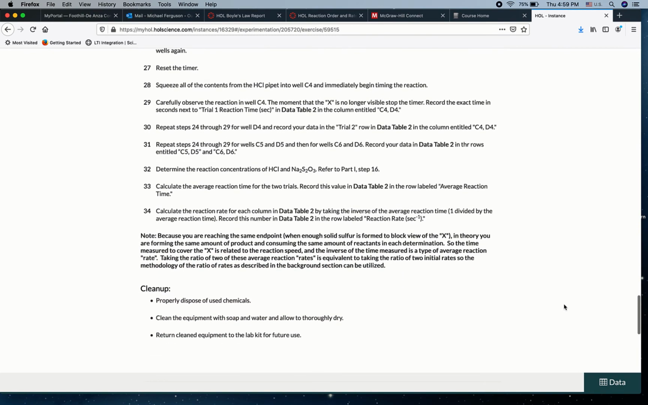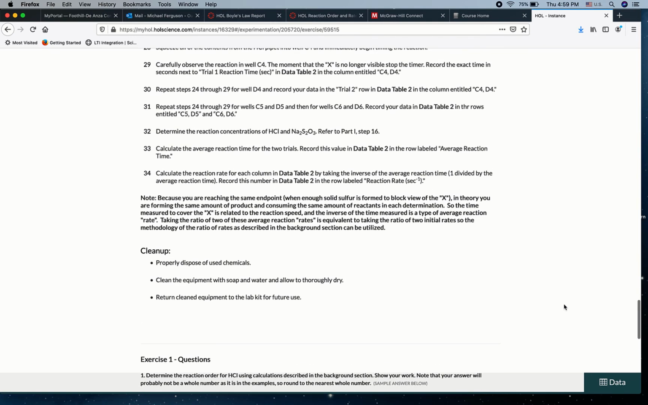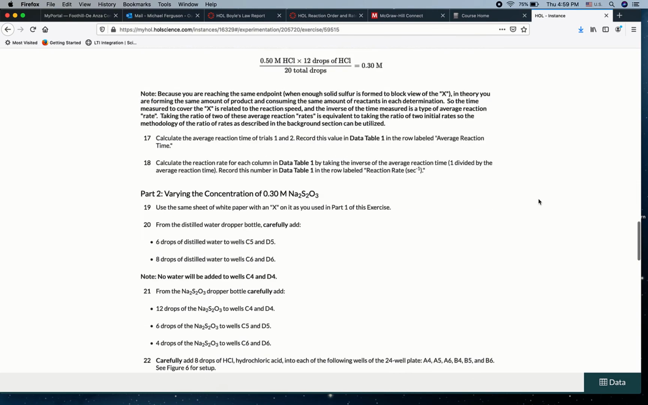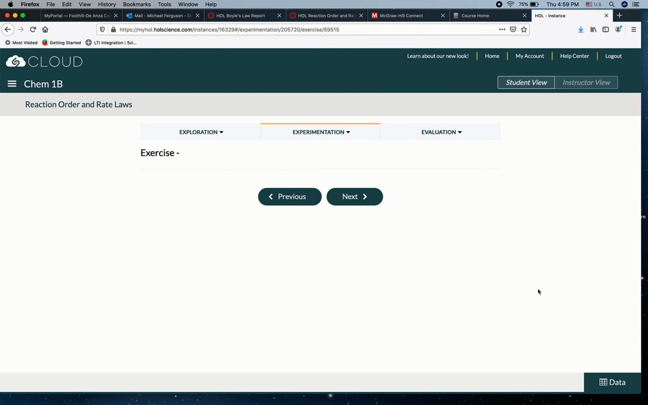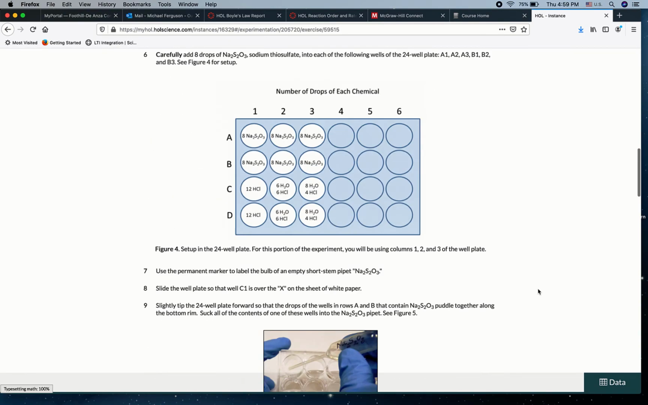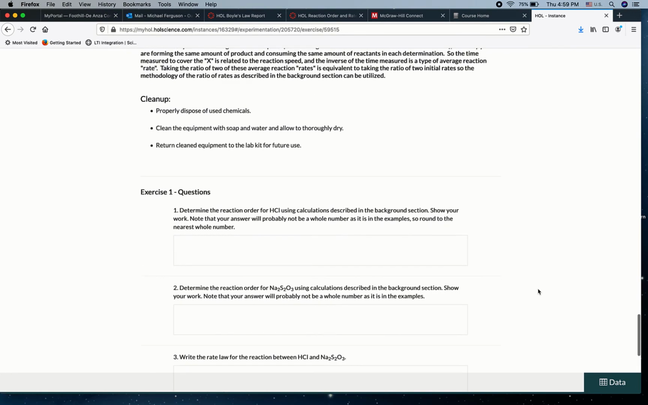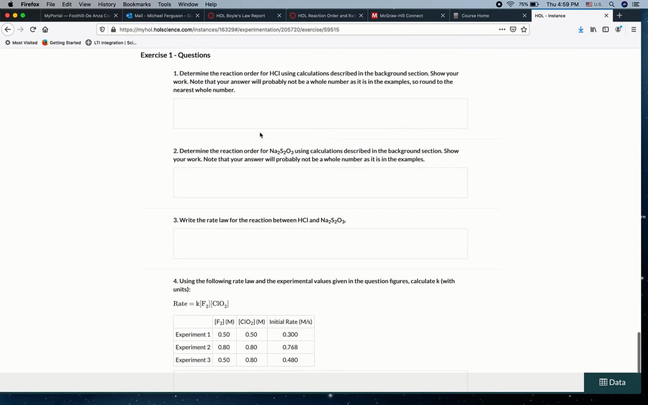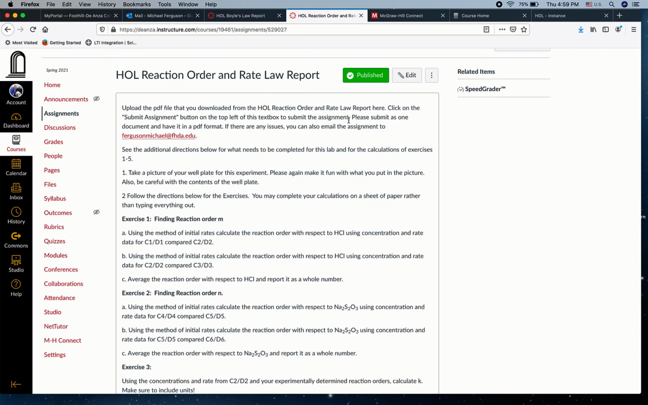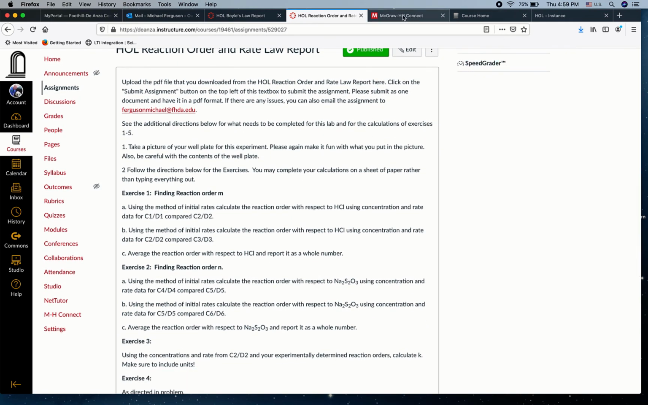So cleanup is there, and the questions, I got to be very careful because I unfortunately have the answers in front. Isn't that the student view? Let me see the student view, so you don't have to see the answers. Yeah, okay, good.